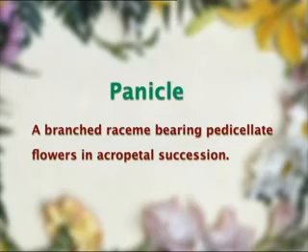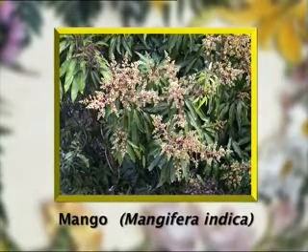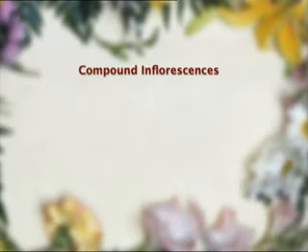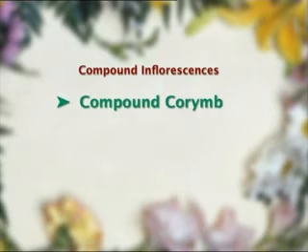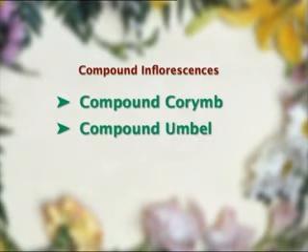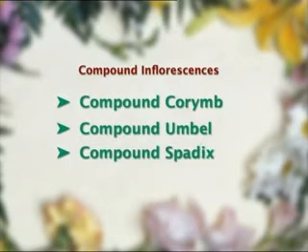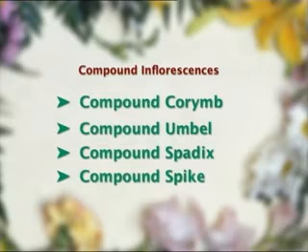One is the panicle. Panicle is a branched raceme in which the main axis produces a number of branches which bear pedicellate flowers in acropetal succession, as we can see in yucca and mango. Another compound inflorescence is compound corymb. We can also have compound umbel, compound spadix, compound spike or compound head.